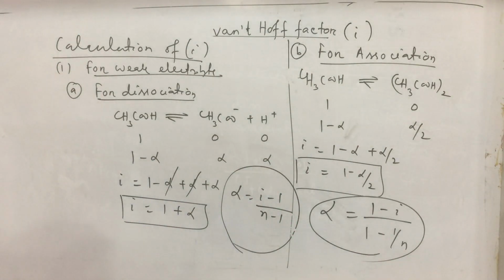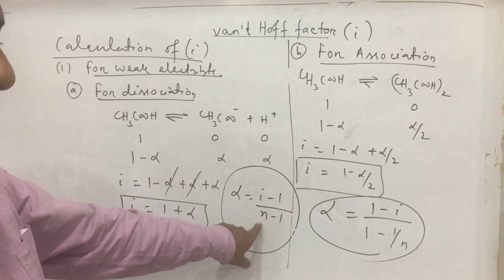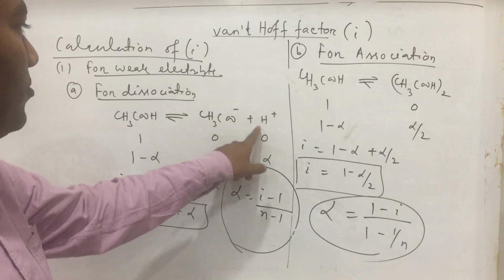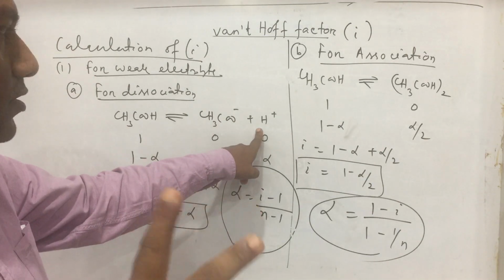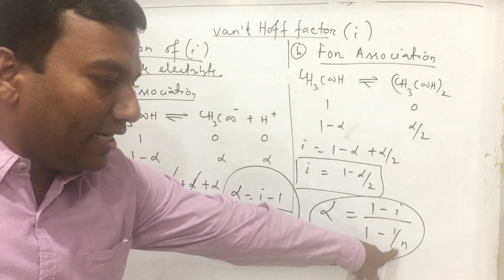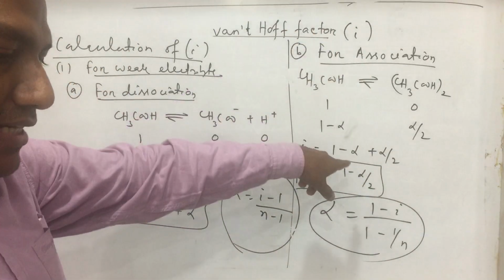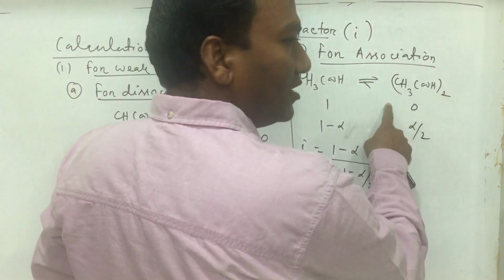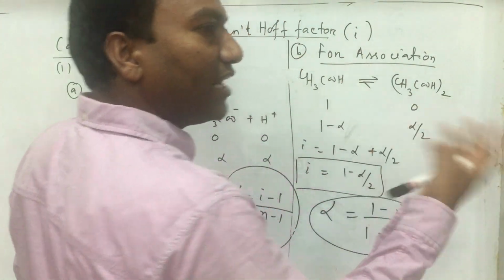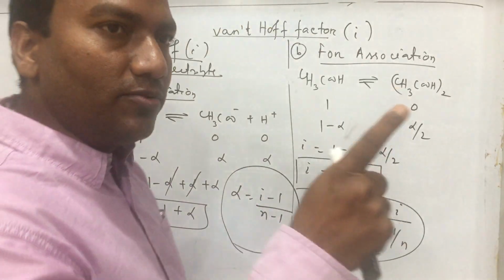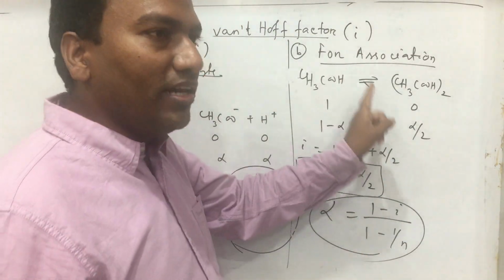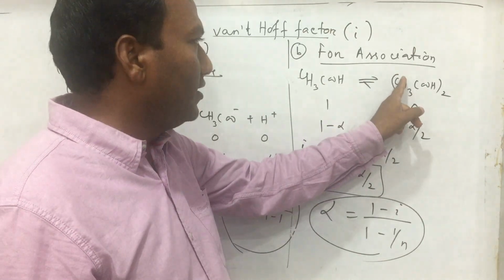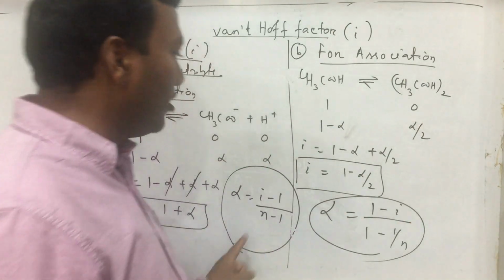Clear? So what is n here? Here n is the number of ions produced. How many moles of ions are produced? 2. And for association, what is n? The number of molecules associated. Here, how many molecules are associated? 2. Dimerization. Suppose trimerization, 3 molecules behave like 1. Tetramerization, 4 molecules behave like 1. Octamerization, 8 molecules behave like 1. So that's why this is the general formula you remember.